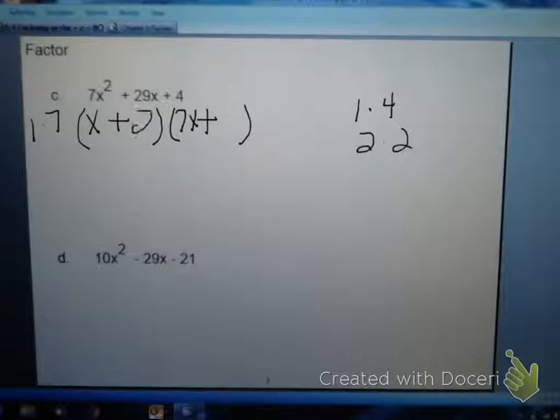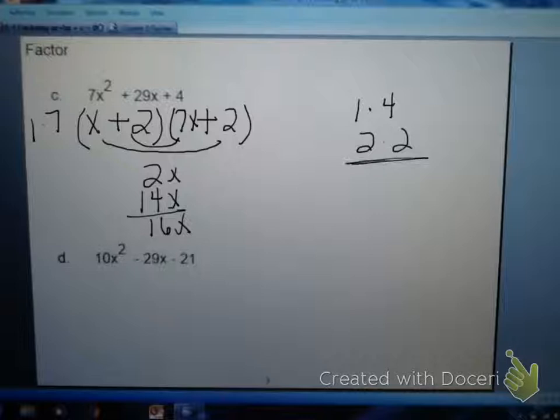So I'm going to put a 2 here and a 2 here. Now check, my outside is 2x. My inside is 14x, which is 16x. That is not my middle term. So, normally, if these factors were different numbers, I would flip them around. But because they're both the same number, I'm not going to do that. I'm going to erase. And I am going to try the 1 and the 4.